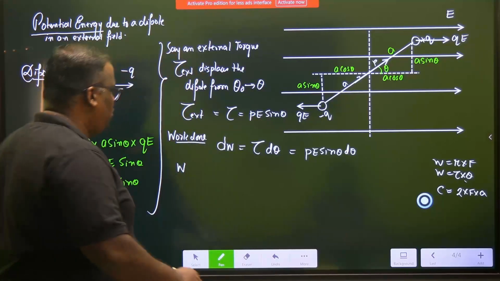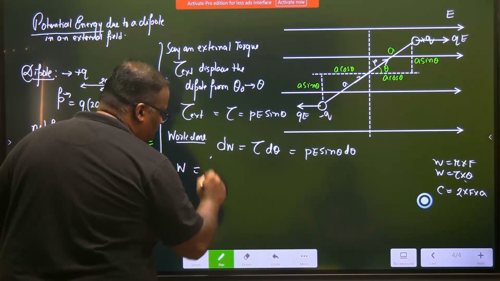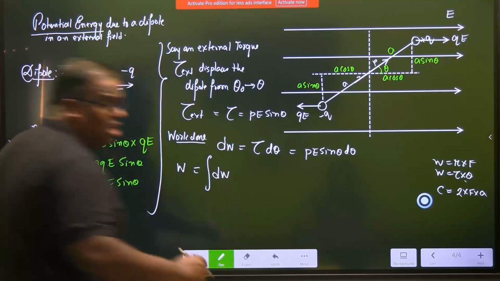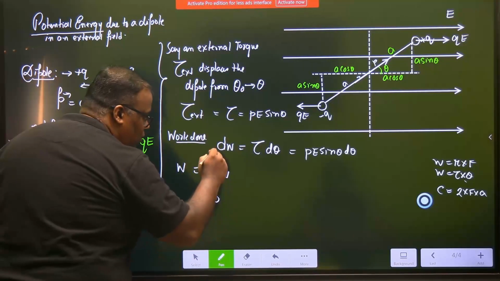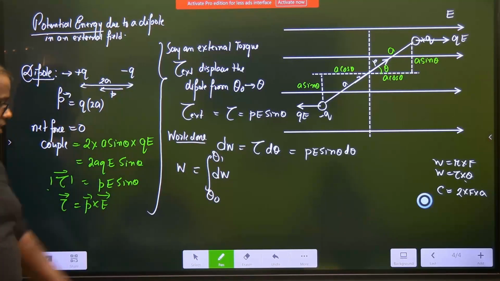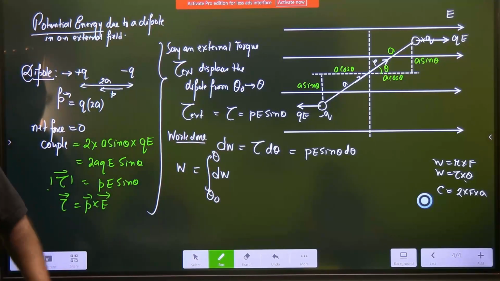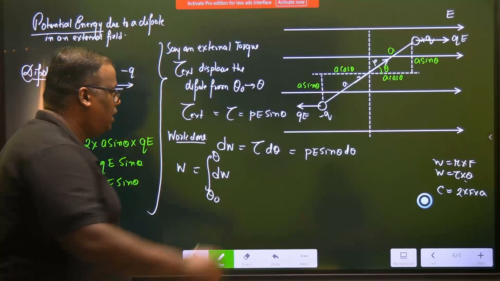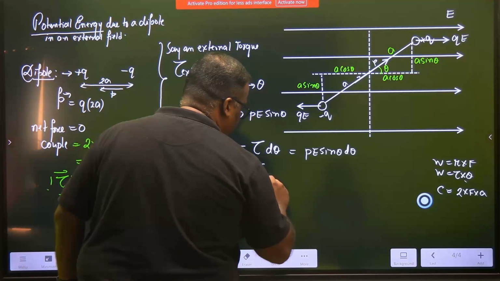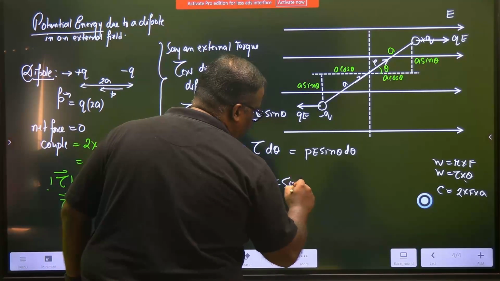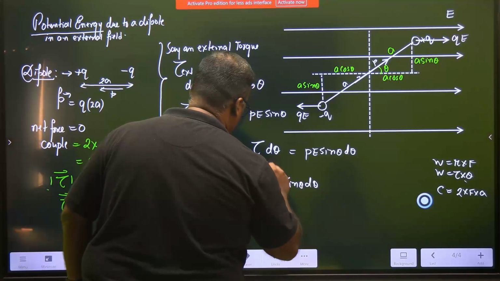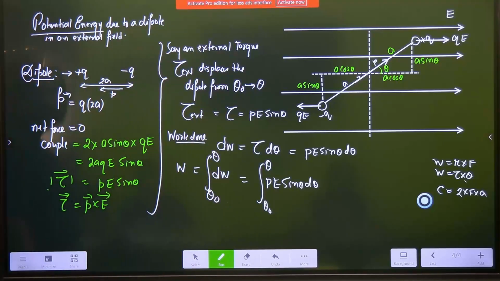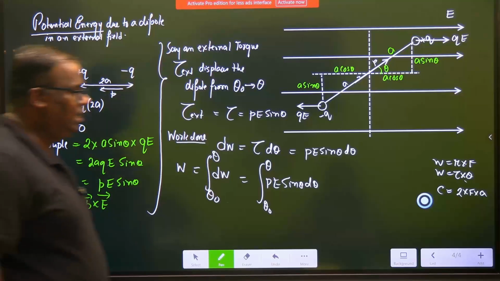Now clear. Now if you want to see, the net work is an integration of all the small works. From where to where did you rotate? You rotated from theta 0 to theta. You rotated it from here. Agreed? That means you have to integrate pE sine theta d theta from theta 0 to theta. This is what we have to do. Is this much clear now? Getting in line a little bit?